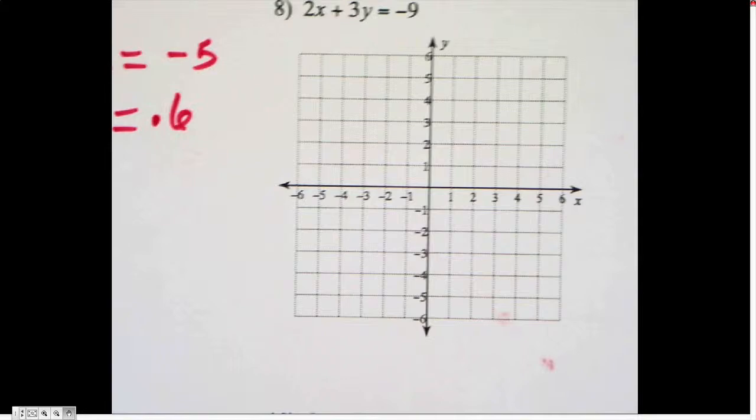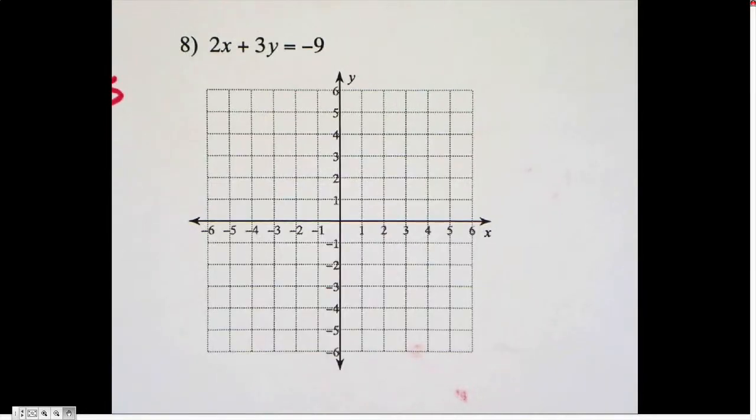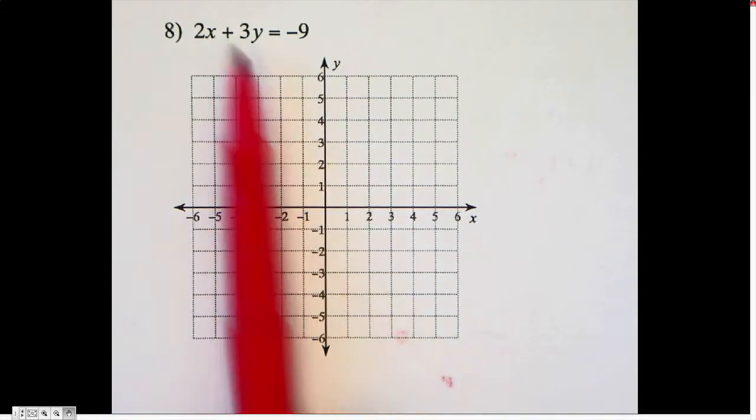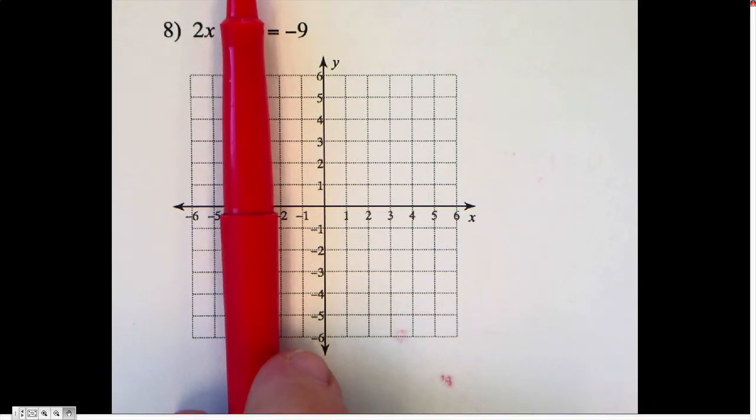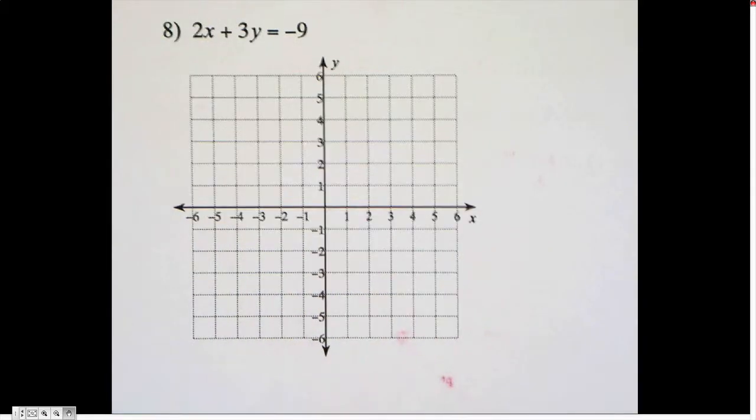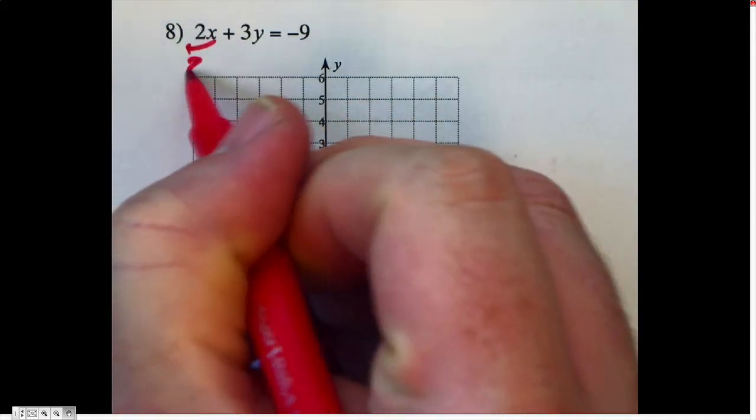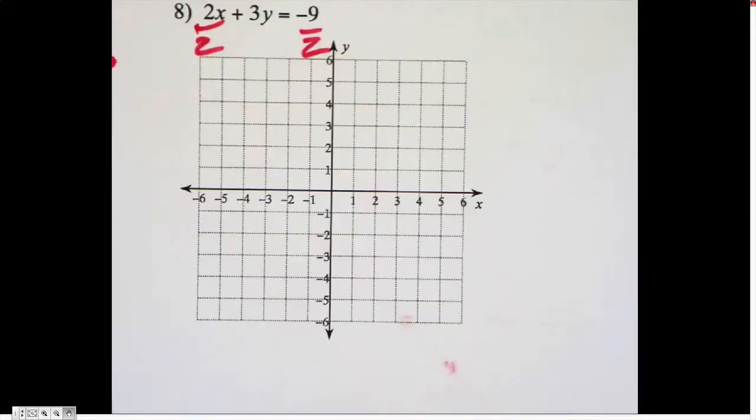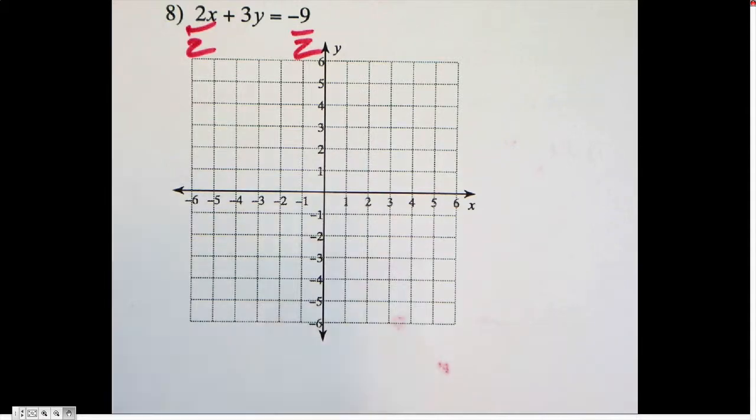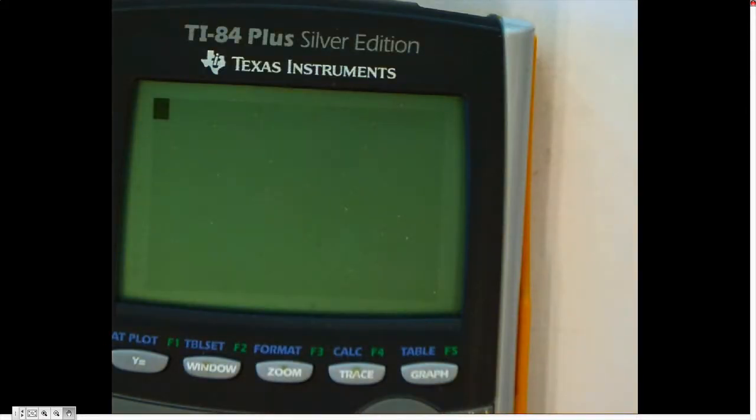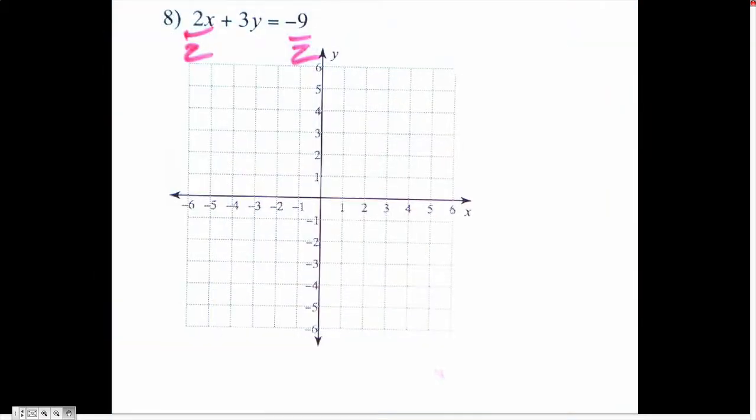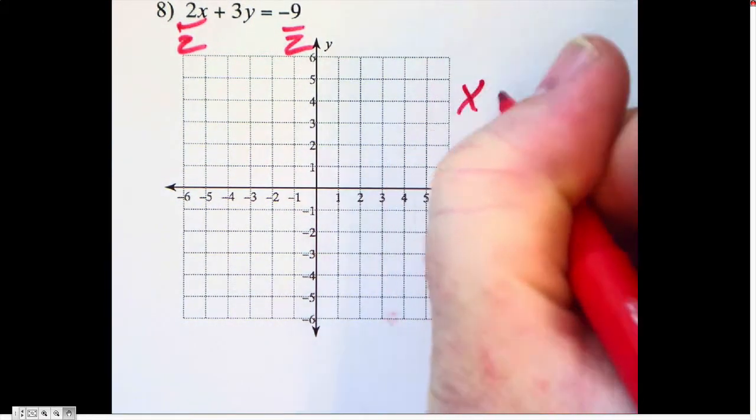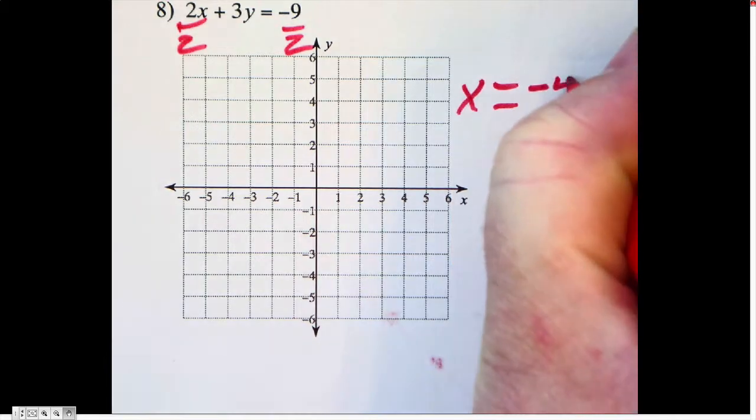Okay. Number 7. Does not end in a 0, so let's cover up the y. We have 2x equals negative 9. Well, I don't know what negative 9 divided by 2 is, so let's use the calculator. Negative 9 divided by 2 is negative 4.5. So x equals negative 4.5.